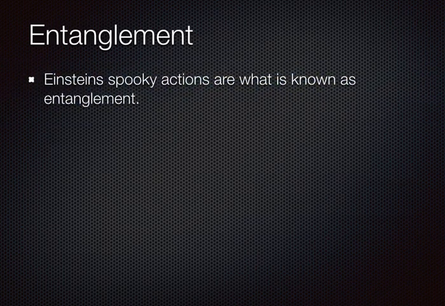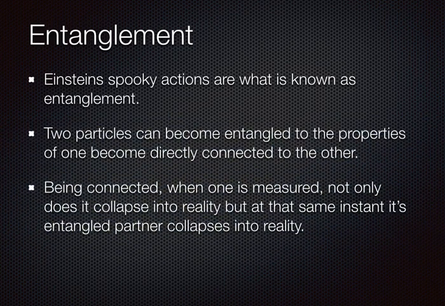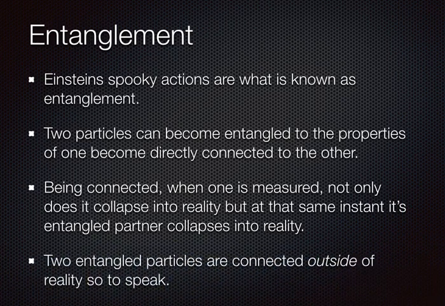So entanglement is Einstein's spooky actions. That's what we call entanglement. Two particles can become entangled till the properties of one become directly connected to the other. Being connected, when one is measured, not only does it collapse into reality, but at that same instant, its entangled partner collapses into reality. Two entangled particles are connected outside of reality, so to speak.